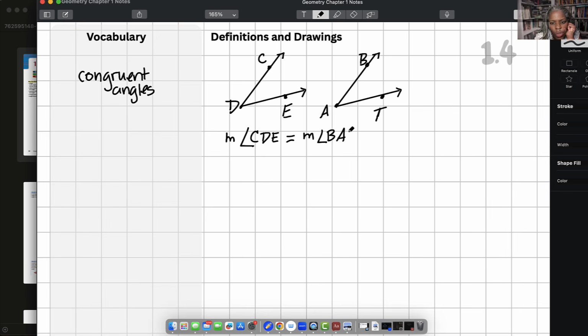If these two angles have the same measure, then they are congruent angles. And so how I'd write that they're congruent angles is like this. This says that angle CDE is congruent to angle BAT, whereas this says that the measure of angle CDE is equal to the measure of angle BAT. You need to have this in order to have congruent angles.